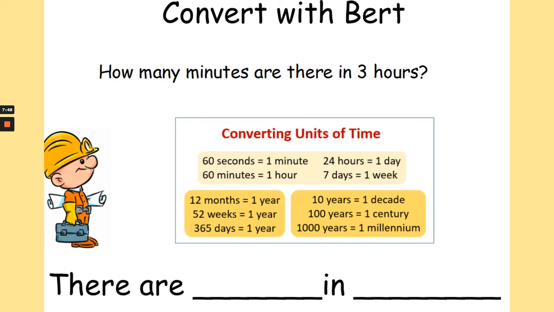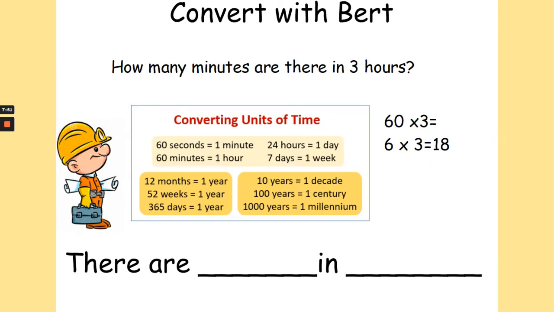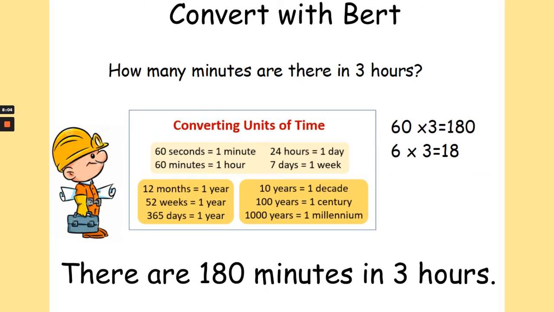Okay, let's see how we got on with this one. So, we know there are 60 minutes in an hour and we need to work out what 3 hours is. 60 times 3 is a bit tricky, so I know 6 times 3 is 18, so that will help me. So I just need to times 18 by 10 or add the 0 onto. So therefore there are 180 minutes in 3 hours.